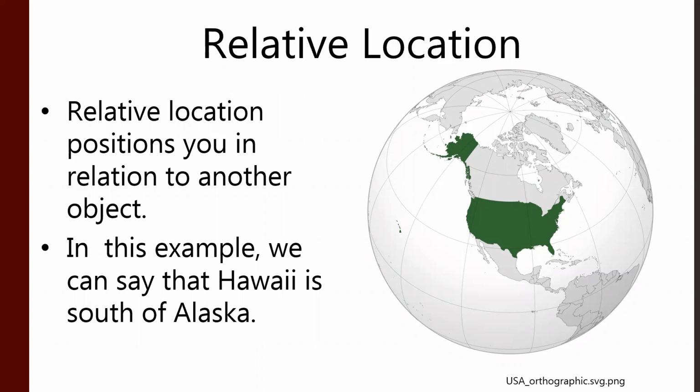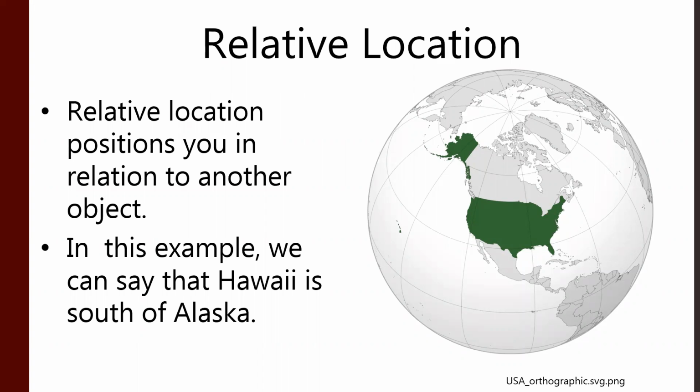Hawaii is south of Alaska. Relative location. How far south? Don't know. What is in Alaska? I don't know. This implies Alaska is north of Hawaii. We don't know anything else about the locations of these objects other than Hawaii is south of Alaska. And that might be enough.